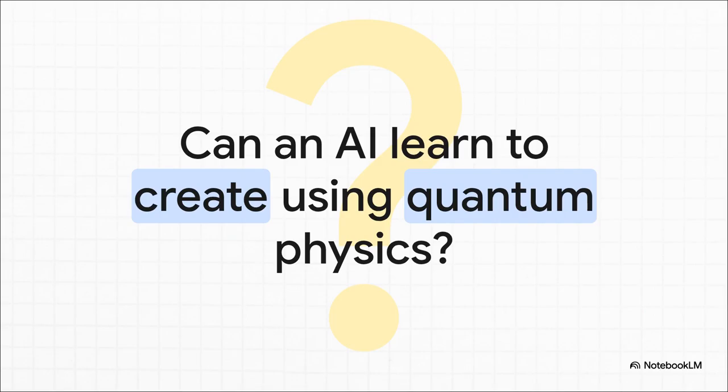So let me ask you this. Can we really use the strange rules of the quantum world to teach an AI how to do something creative, like generate a new image? It sounds a bit like science fiction, doesn't it? But that's the exact question we're going to explore today. And the answer is surprisingly practical.